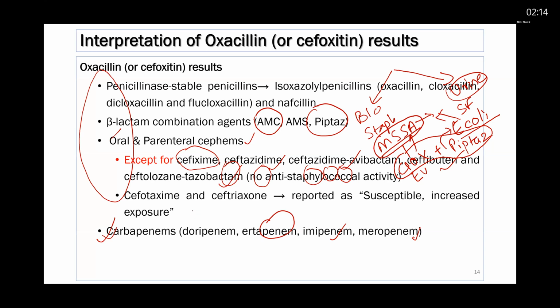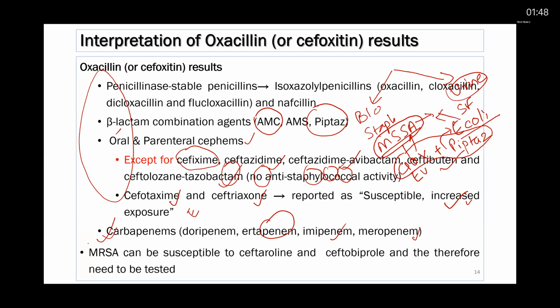UCAST, however, has a little opinion. It tells that if you're going to use cefotaxime and ceftriaxone as a therapy for anti-staphylococcal role, you should always consider it as susceptible, increased exposure. That means cefotaxime and ceftriaxone should be given at the maximum doses recommended if you are going to use it for anti-staphylococcal activity.